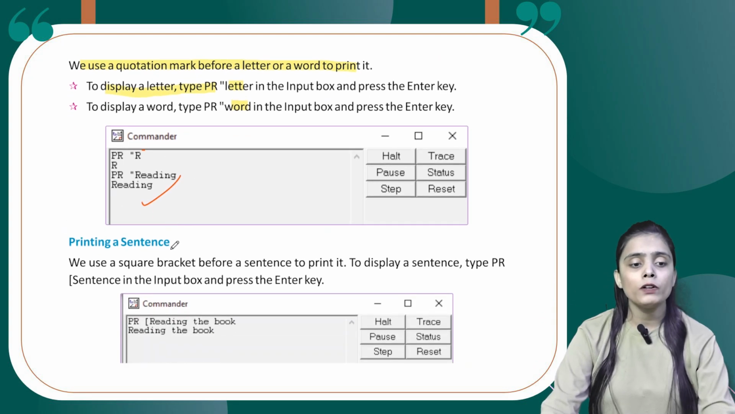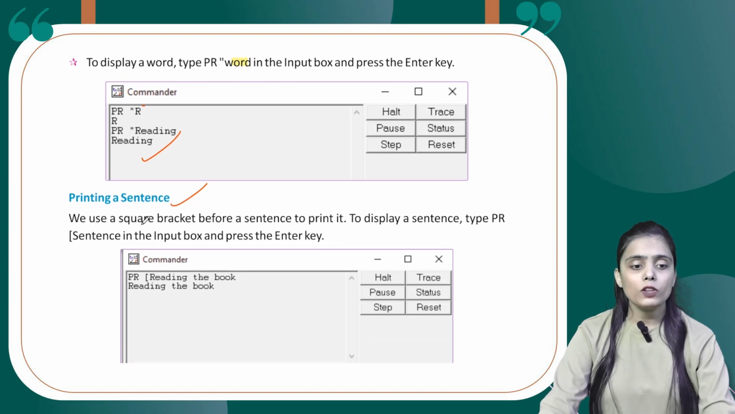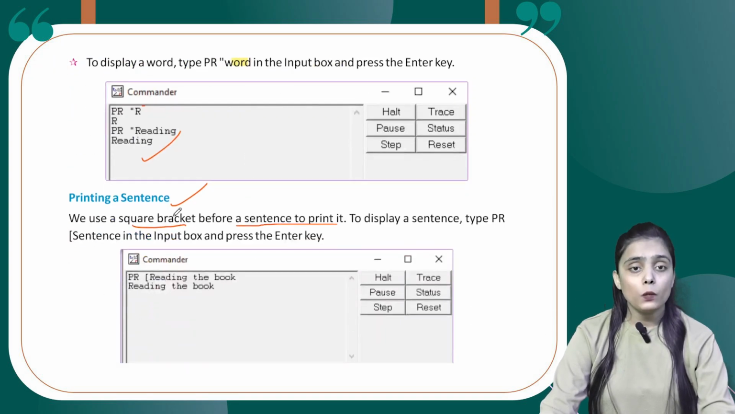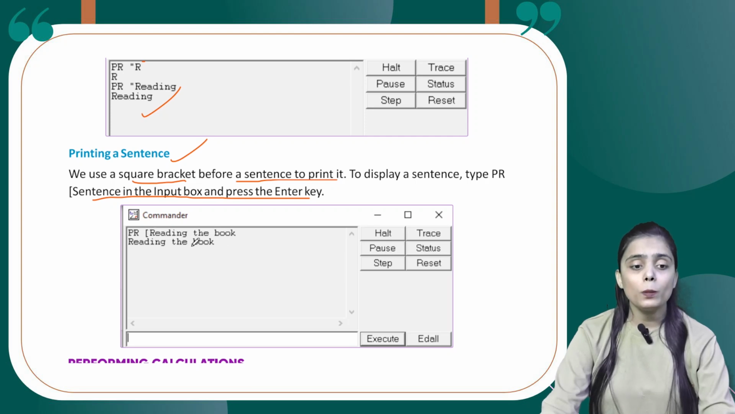Now let's move forward and see printing a sentence. So we use a square bracket. Remember this thing, we use a square bracket before a sentence to print it. Okay, the case was different in case of letter and word, but here we are printing a sentence, so we are using square bracket. To display a sentence, type PR and then opening square bracket and sentence in the input box and press the enter key. Here you can see opening square bracket, then reading the book, this is your sentence and you have pressed enter key and now you can see the output reading the book.